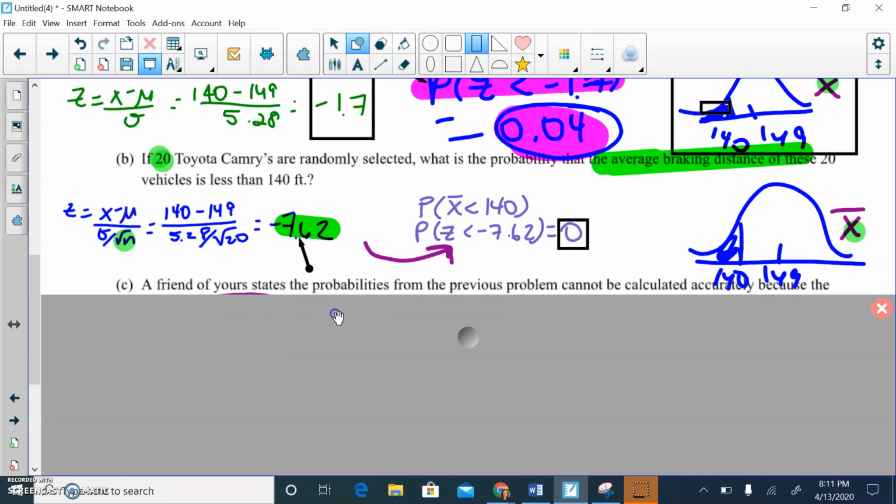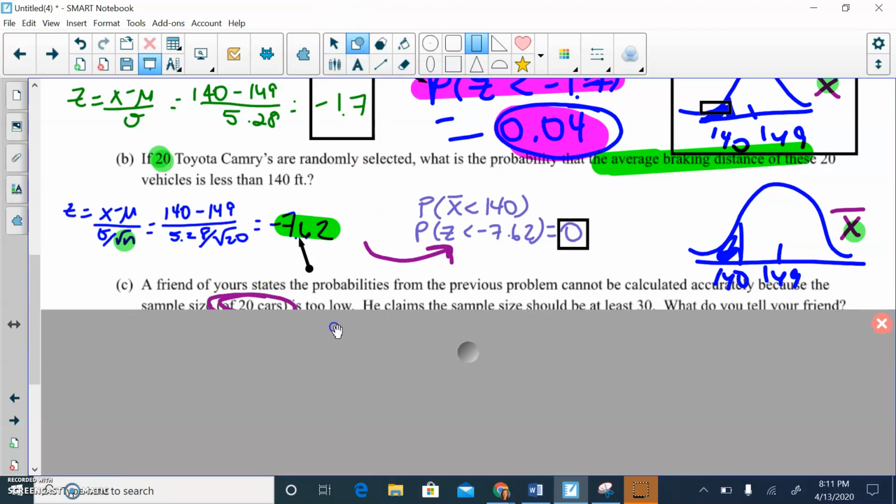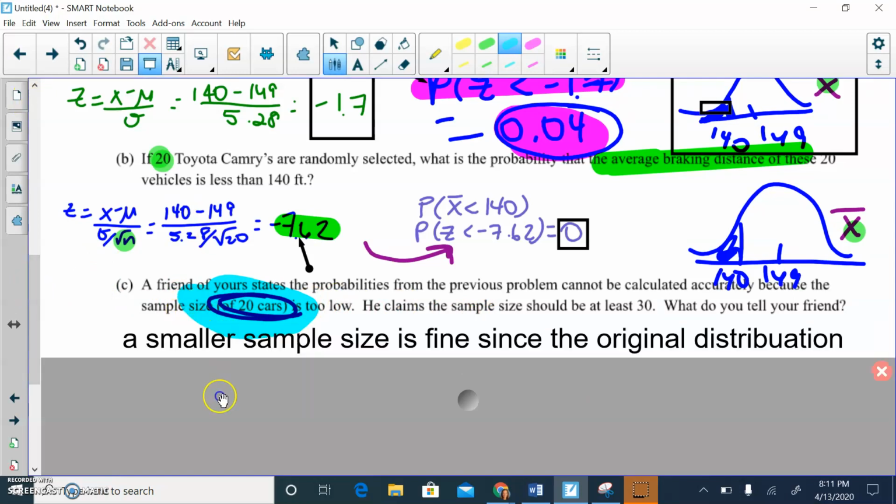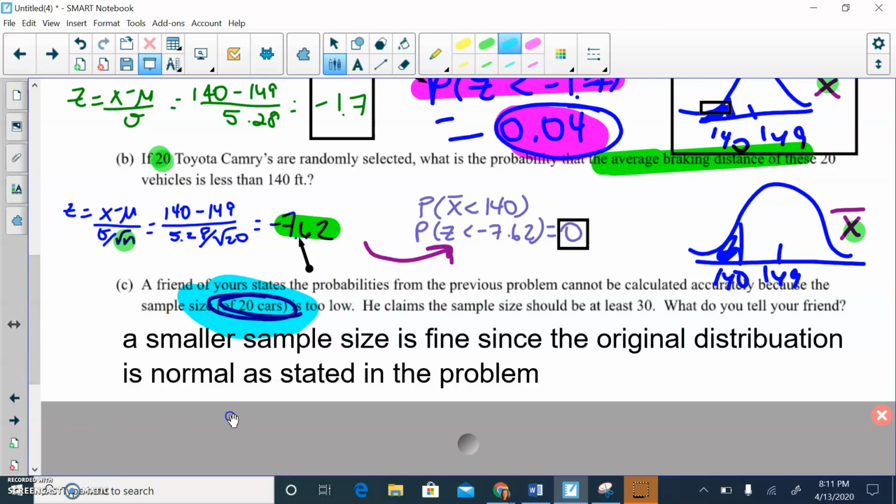Now, a friend of yours tells us, well, actually, we can't do that because we're really in central limit theorem. The rule is you need to have a large sample size of 30 or larger. And too bad you actually had one of 20 cars. That's too low. You can't do the math. You can't use Z because of that. Well, he is wrong, because if you go back to the original distribution, it does say that it's normal. So as soon as something's normal, its sampling distribution will also be normal. So it's okay that we have the smaller sample size here.